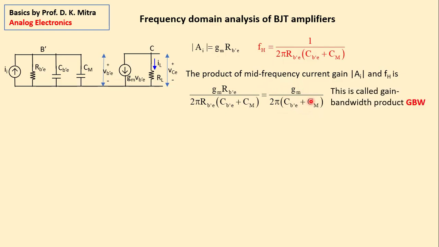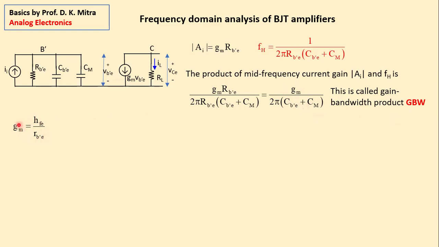So this product is called the gain bandwidth product, or GBW. If you look into any transistor manual, very often the GBW value is given. If somebody asks you in a viva, what is the gain bandwidth product? It is the mid-frequency gain multiplied by the upper cutoff frequency. Now the relevance of this GBW. It has three terms: GM, CB'E, CM. We shall see all of them separately.